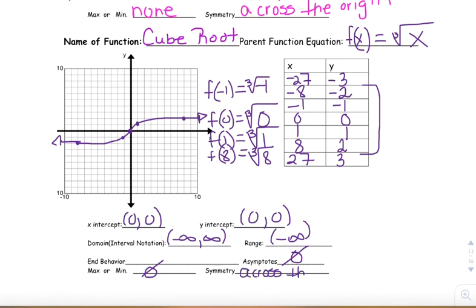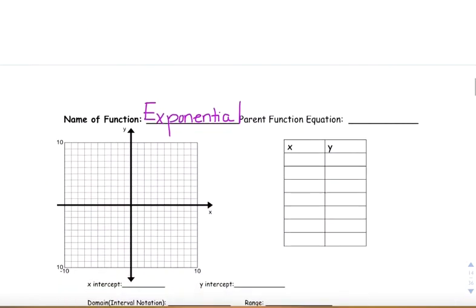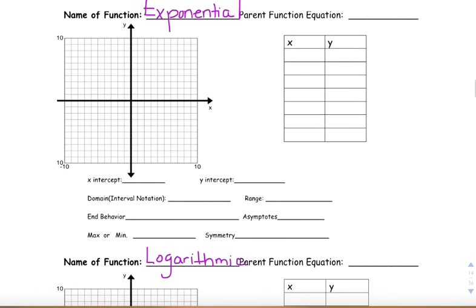Now the notation I just used for my asymptotes and maximum and minimum is called the empty set, and it's just another way of saying none. And that is our cube root function. We will continue with our last 3 in the next video.